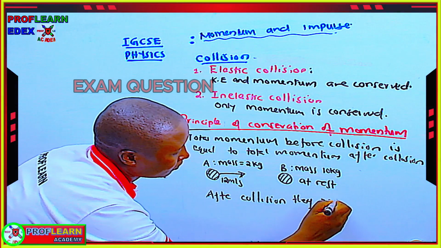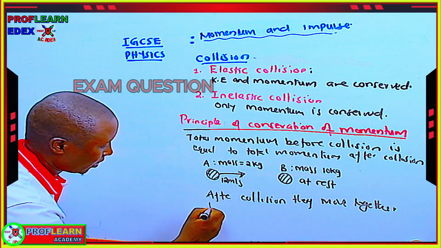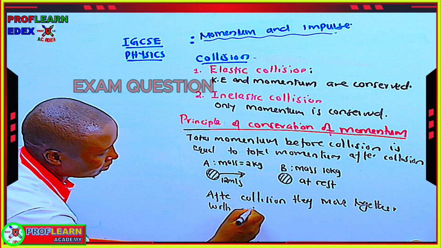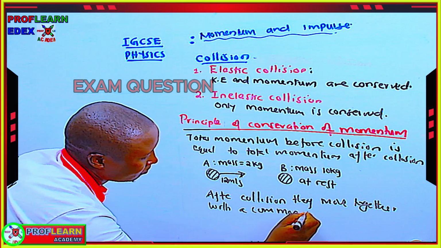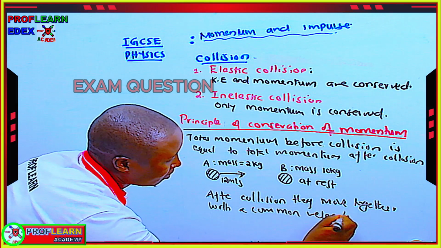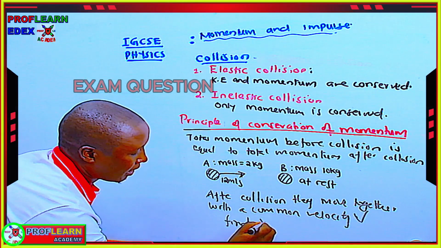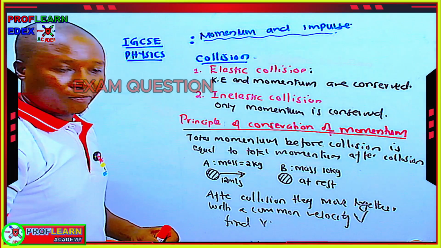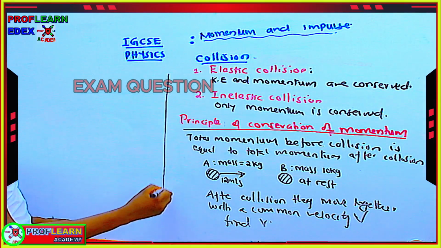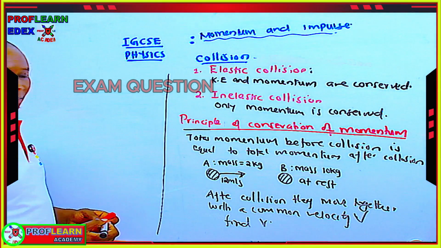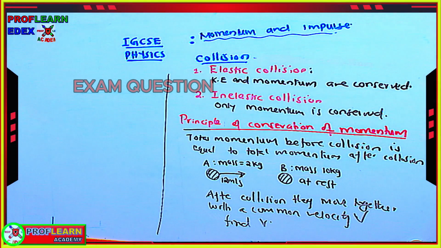they move together with a common velocity, V. So we are supposed to find our V. How can we find our V? Something that we need to remind ourselves of is the principle of conservation of momentum. Is the principle of conservation of what? Momentum.